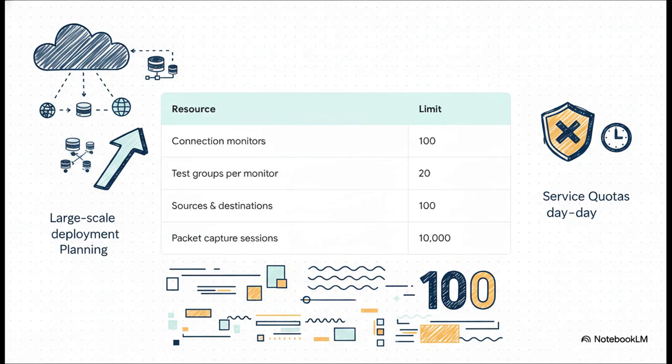And of course, every tool has its limits. It's just good to know that Network Watcher has some service quotas for each region and subscription. For example, you can have up to 100 connection monitors running in a region. Now, this isn't something that's going to affect most people's day-to-day work, but it's definitely crucial info to have in your back pocket when you're planning really large-scale deployments.